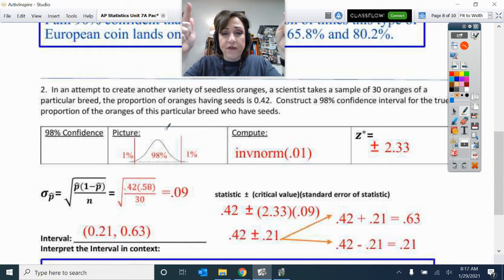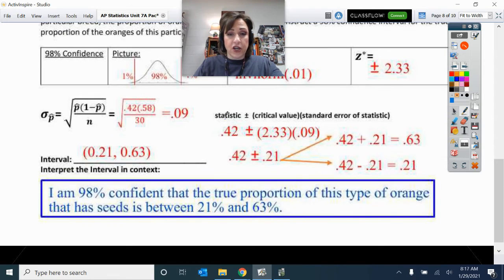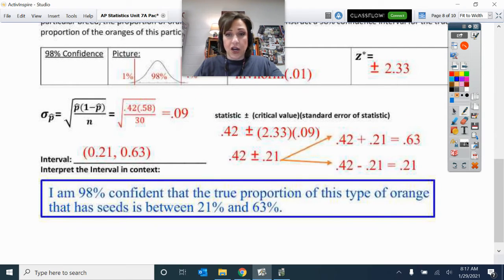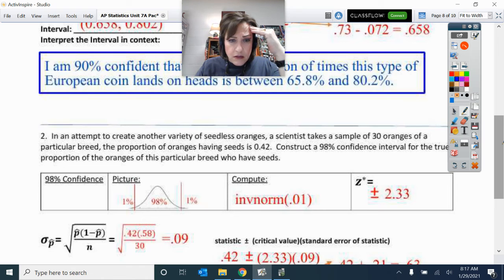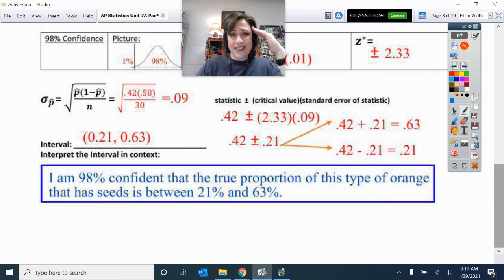While you may use the confidence level, which is 98%, that's what's in the middle. Use inverse norm of one tail. So that's plus or minus 2.33. That makes our statistic plus or minus our margin of error, the 2.33 times the standard deviation. So there we have, I am 98% confident that the true proportion of this type of orange that has seeds, was this about having seeds or no seeds? I guess, yeah, having seeds, okay, is between 21%, whoa, that's pretty big, 21% to 68%.